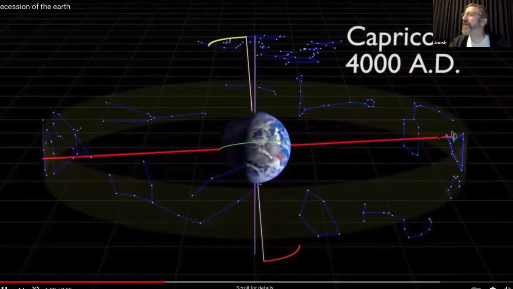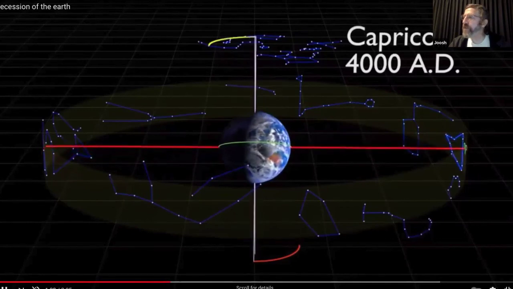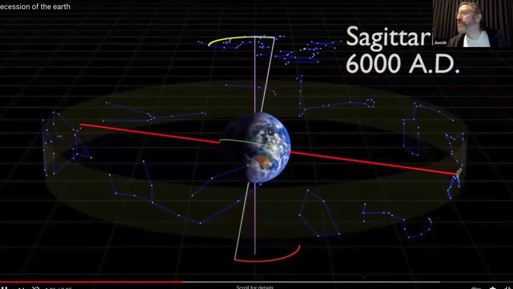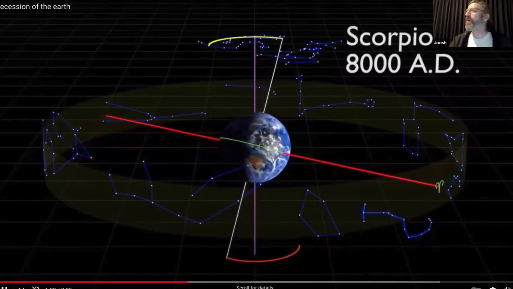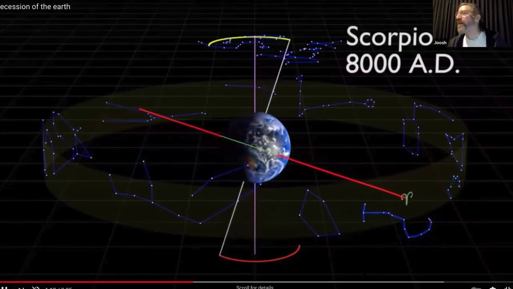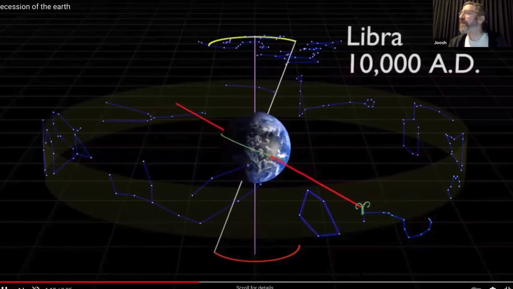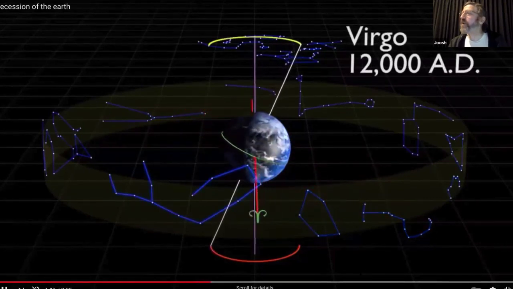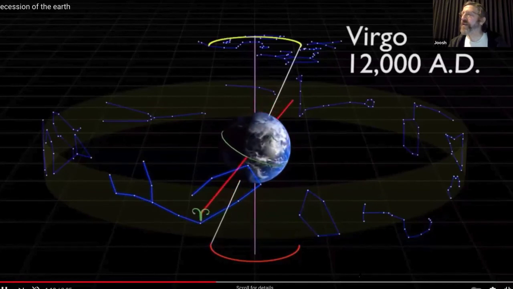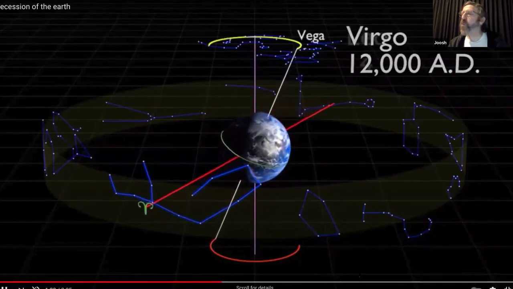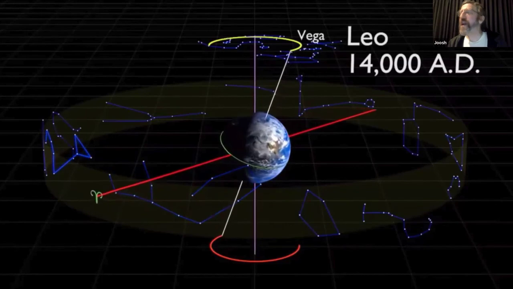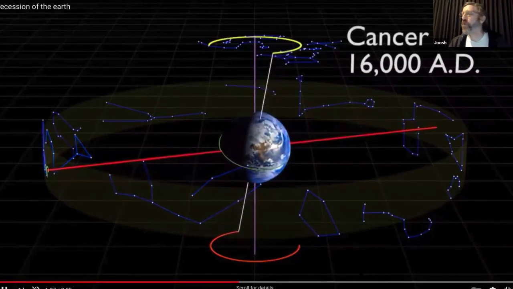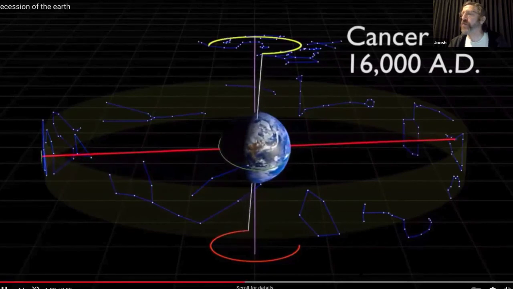That equinox will be in Capricorn in 4000 AD. In 6000 AD, the spring equinox, where the sun is on March 20, will be in Scorpio, or in 8000 AD. Then it'll be in Libra at about 10,000, and keep circling around to Virgo in 12,000 AD. And this whole cycle takes 26,000 years. It's in every single one of the zodiacal constellations over the course of this 26,000 year cycle.